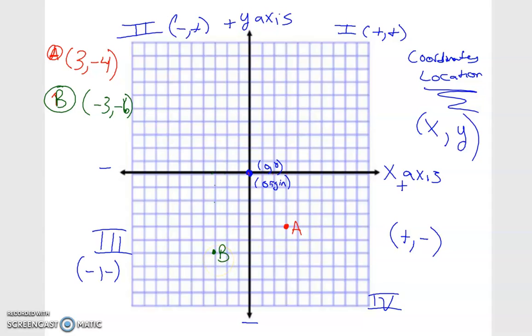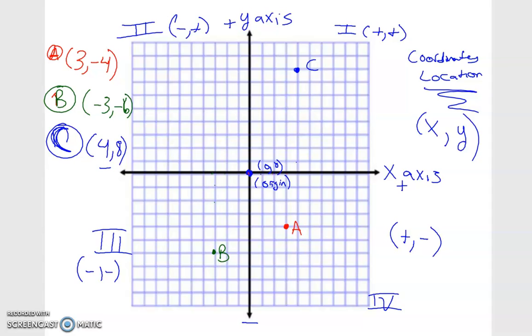Right? I will do point C. But actually, probably C would come next. So point C, let's say (4, 8). So again, start at the origin. It's a positive 4, so we go right 1, 2, 3, 4. Move up 8 spots, 1, 2, 3, 4, 5, 6, 7, 8. So there is point C.